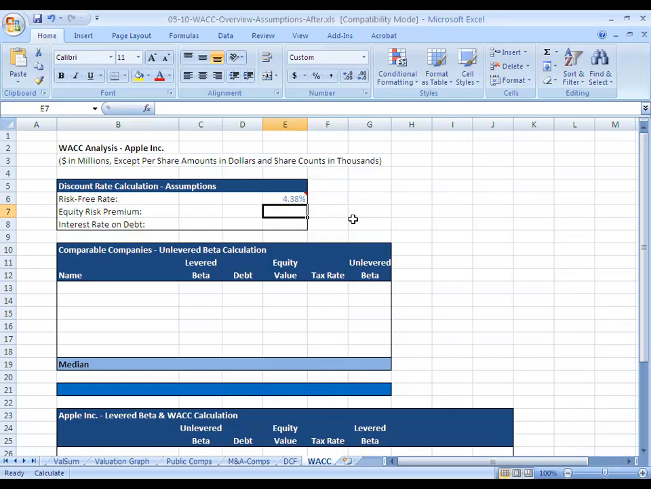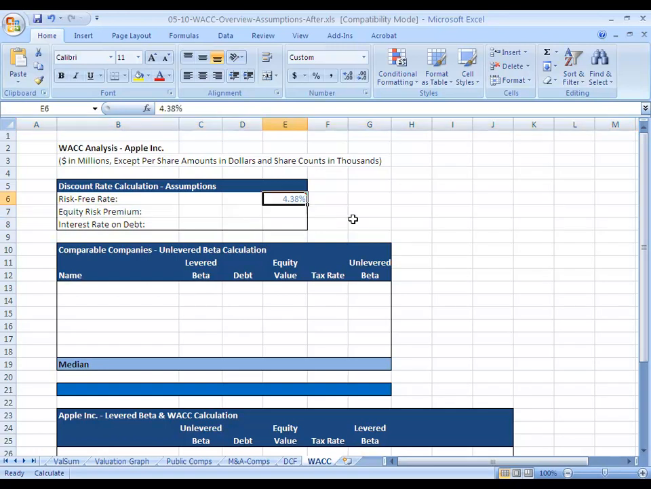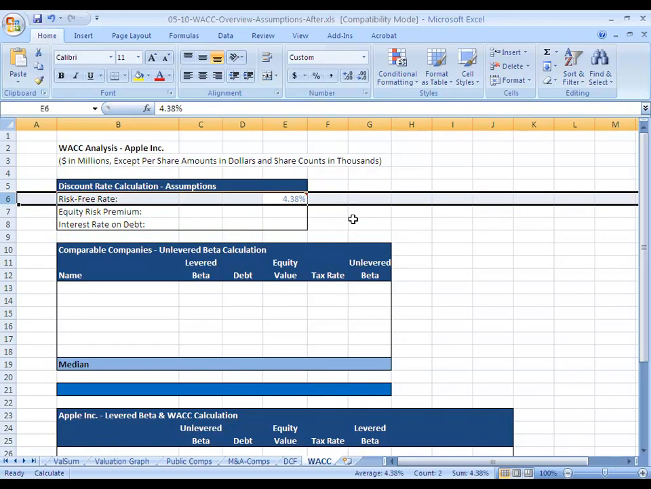For the second part of this, the equity risk premium, this represents the return that equity investors, anyone investing in individual stocks, could expect over what they would get in a safe instrument like US government bonds.